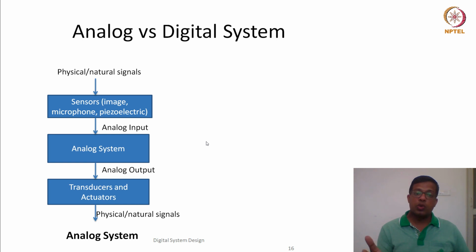Pressure can be converted into electrical signals using piezoelectric sensors. Similarly, there are thousands of sensors around us, and even in your mobile phone there are many sensors which try to measure the position, GPS, orientation, or your speed. All of those things are finally converted into electrical signals, and these electrical signals are essentially analog in nature, meaning continuous in space as well as continuous in time.